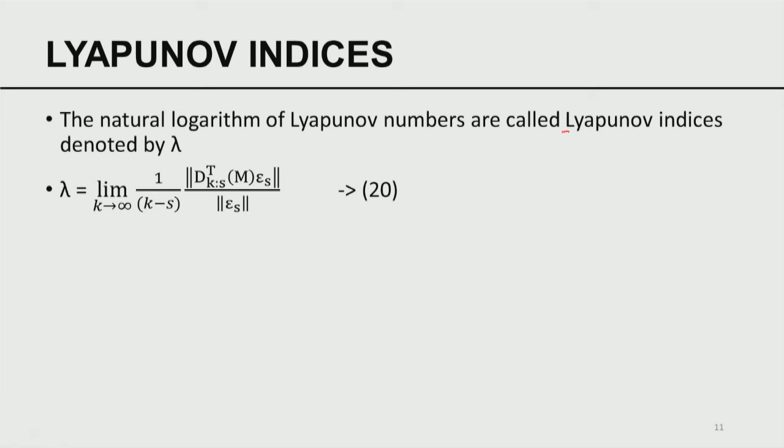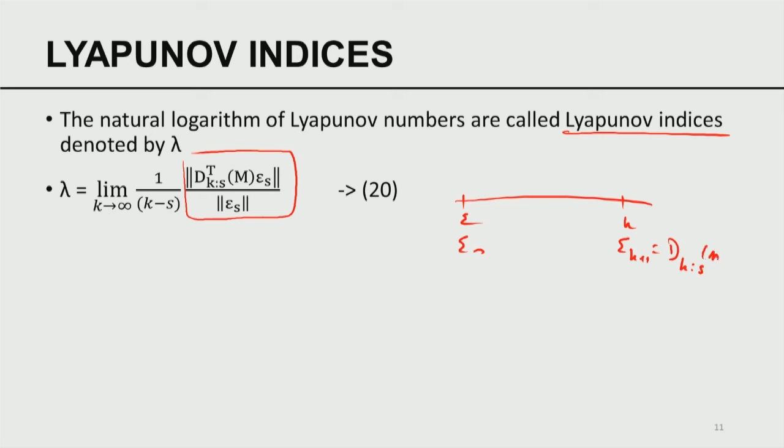So this is called the Lyapunov index. What is the Lyapunov index? Let us look at this ratio. What is this ratio? It is the norm of the error at time. So if I have time s, and time k, I have epsilon s, and I have epsilon k plus 1, which is equal to d k times s of m of epsilon s. So the norm of the error, epsilon k plus 1 divided by epsilon s. So what does it tell you? By running epsilon s through the model, I am able to change the initial error.